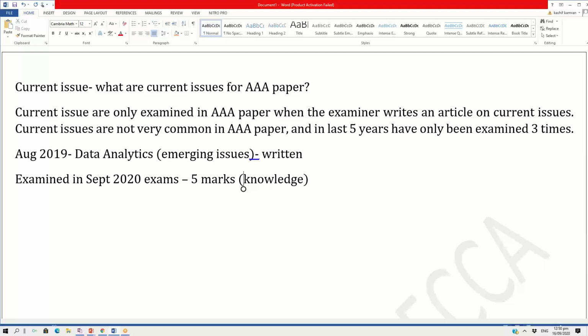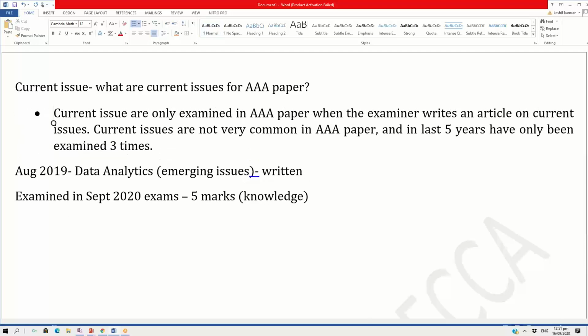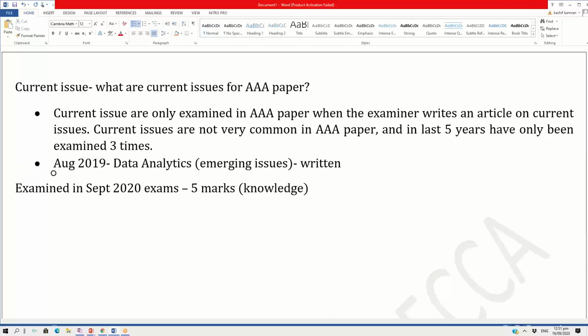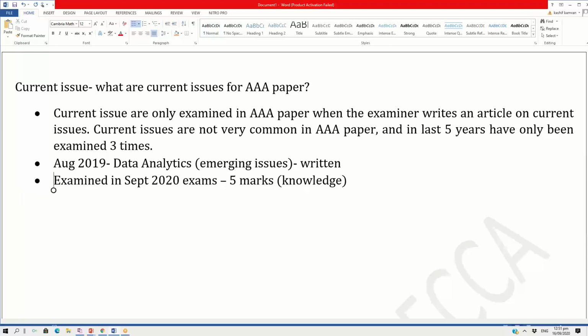But again, I hope you have got to know that current issue doesn't come in every single exam setting in AAA. In the last 5 years, just thrice, and only when the examiner writes an article. So if the examiner writes an article, I will be informing you, guiding you, and giving you a lecture on that. The last time there was an article on current issue was on data analytics, which was published in August 19, and this article was finally examined in the September 2020 exams for 5 marks.